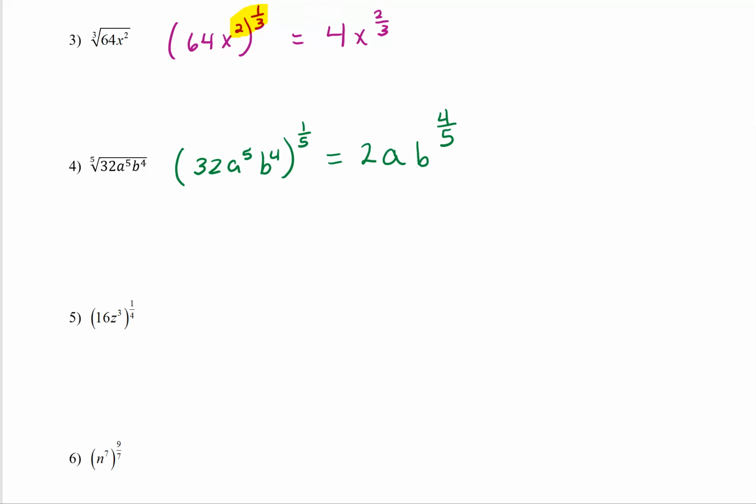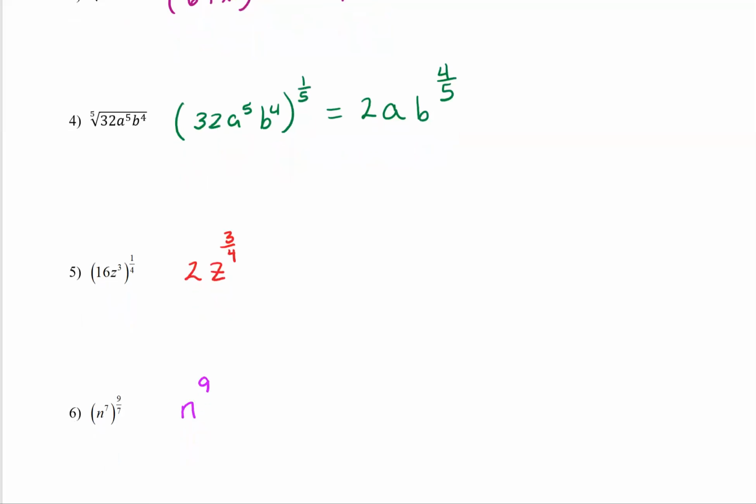Number 5. We want 16 to the 1/4, which is the 4th root of 16, which is 2. Then power to power, we multiply, z to the 3/4. Number 6, we have a power to a power, so multiply. 7 over 1 times 9 over 7 is just equal to 9. So this simplifies to n to the 9th.